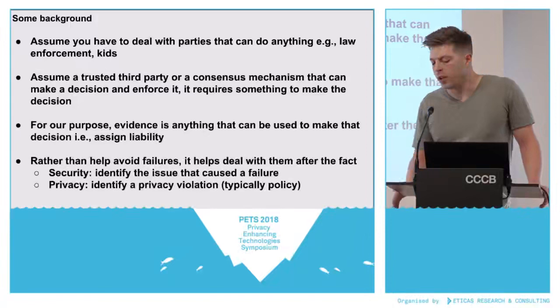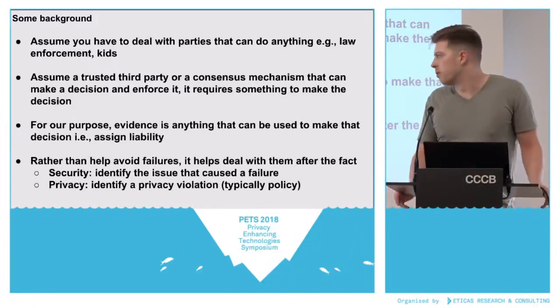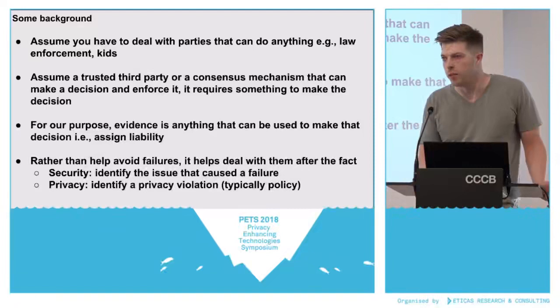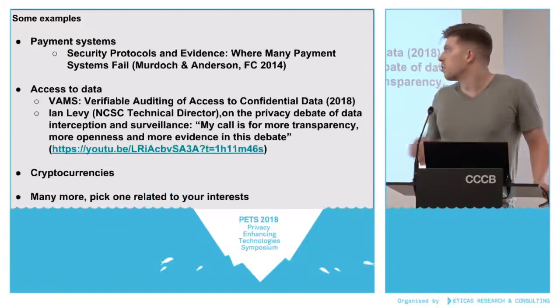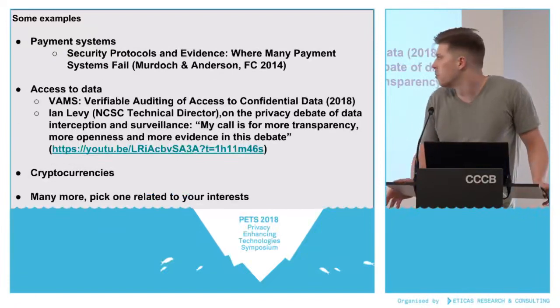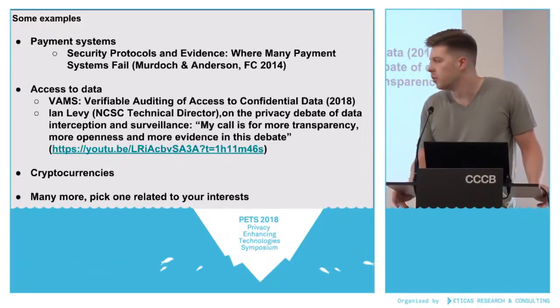But there are maybe two cases that we can distinguish. One is security failures, which is usually a protocol failing and so on, and the other, from the privacy point of view, is usually violating privacy policies and things like that. Some examples from a security perspective: payment systems. There's an FC 2014 paper by Stephen about this, the lack of evidence in payment systems and being unable to deal with failures in a way that holds the right party liable.